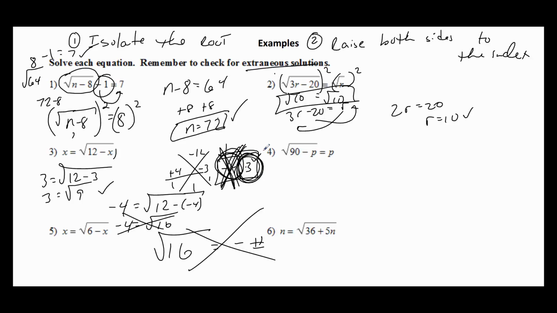Okay, that's why you got to check. Number 4, and it's not always going to be the negative number. You can't just say, oh, it's a -4, it's never going to work. You can have negative numbers as answers. You just have to check your answer. Okay, so let's go. Number 4.